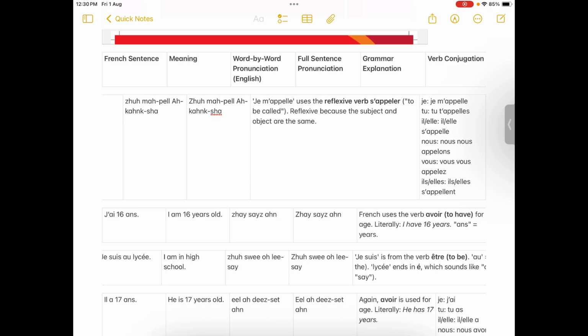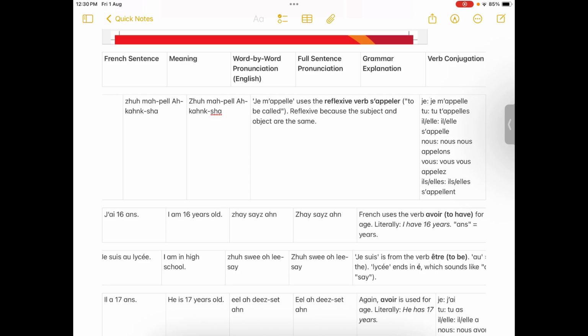Reflexive because here the subject and object are the same. For example, we are saying Je m'appelle Akansha. Je is the subject and the object is Akansha. Both are the same individual. That is why we are using a reflexive verb here. So, the reflexive verb used here is s'appeler.